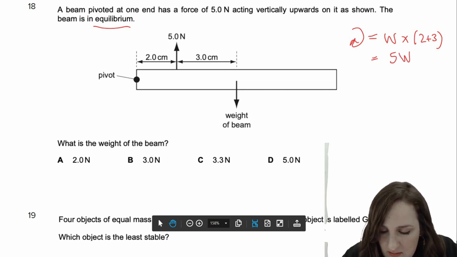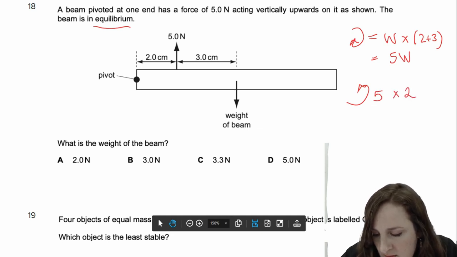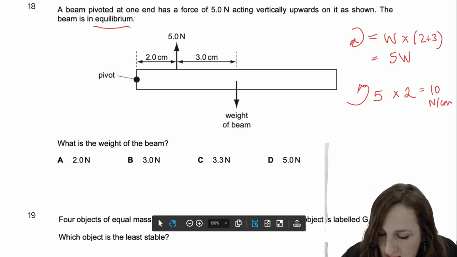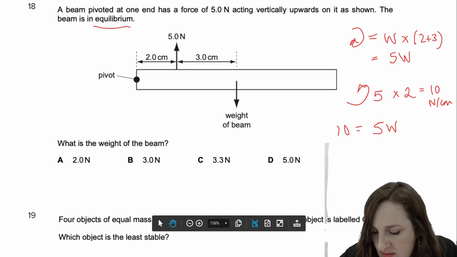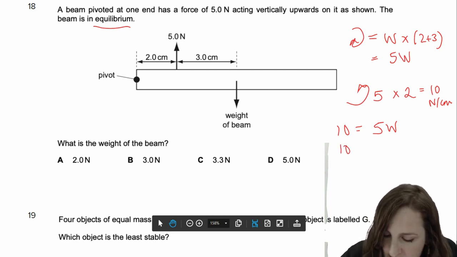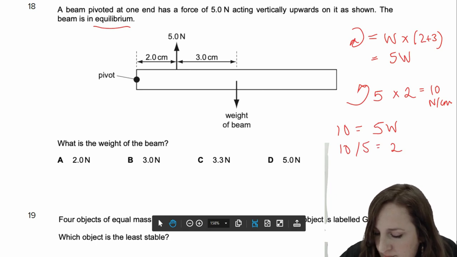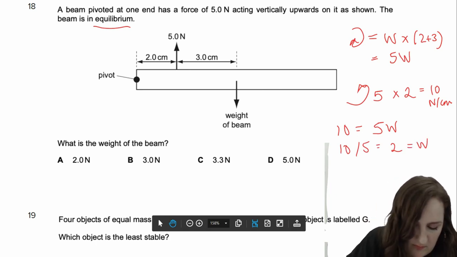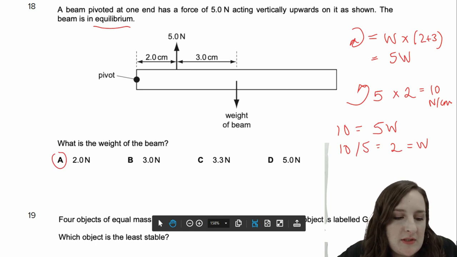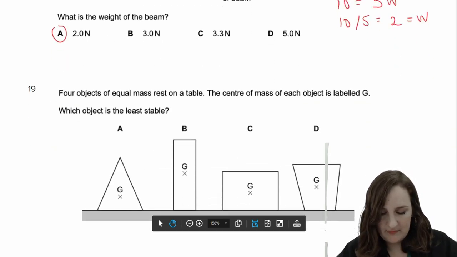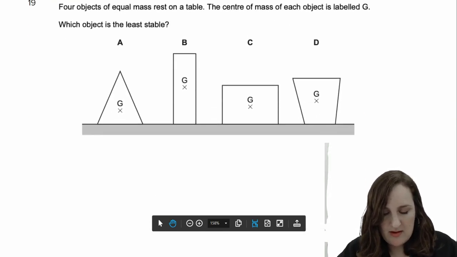Then our anti-clockwise moment comes from our vertical upwards force of 5, and that is acting at a distance of 2. I don't think you need a calculator for that. So I have 10 newtons per centimetre anti-clockwise, and I know that that is equal to my clockwise moment, which is 5W. So this is quite straightforward. 10 over 5 gives me 2, and that is W. So therefore, the weight of my beam is 2 newtons. So that's quite straightforward. So we'll move on to question number 19.